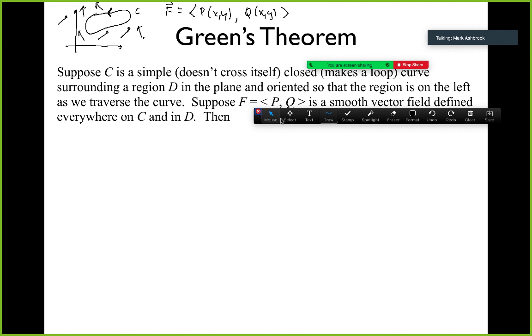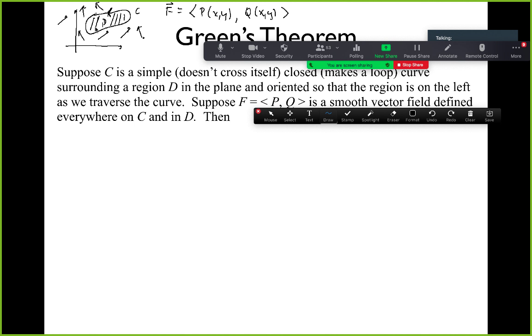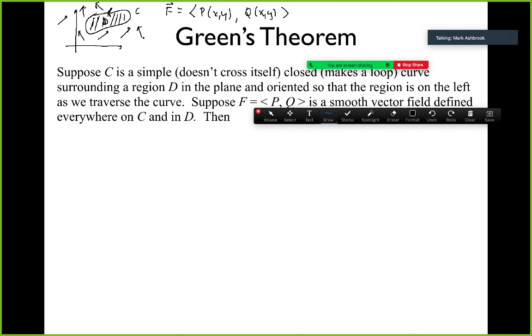And then that closed loop creates a region, and we call it the interior, right? So the boundary is C. C is the boundary, D is the interior. And C is a curve, and D is a region.